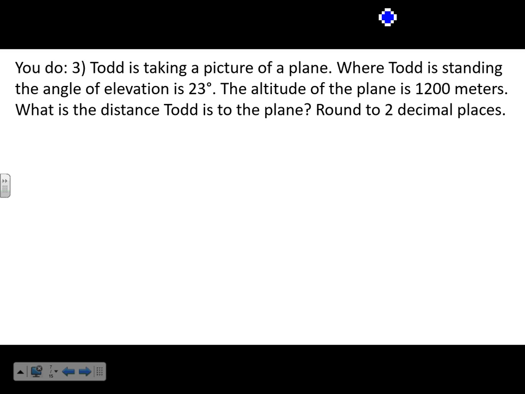So Todd is taking a picture of a plane. Todd is standing with an angle of elevation of 23 degrees. The altitude of the plane is 1,200 meters. What is the distance Todd is to the plane? Round to 2 decimal places.